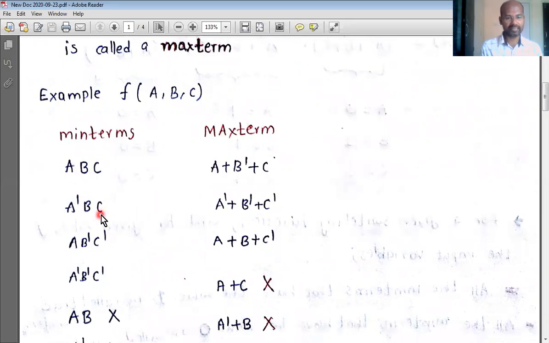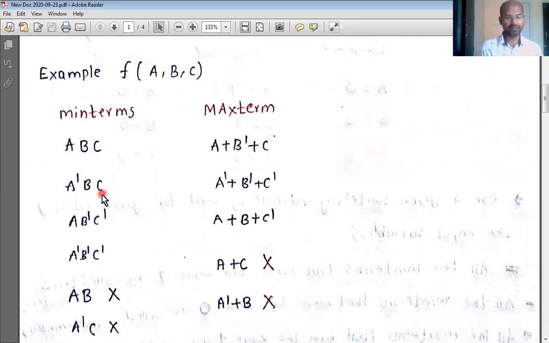So there is another example. It is also one term containing A literal in complemented form. B is another literal in uncomplemented form. C is also in uncomplemented form. It is a product term, which means it is satisfying the definition of min term. So it is a min term. In the same way, A, B bar, C bar, A bar, B bar, C bar.